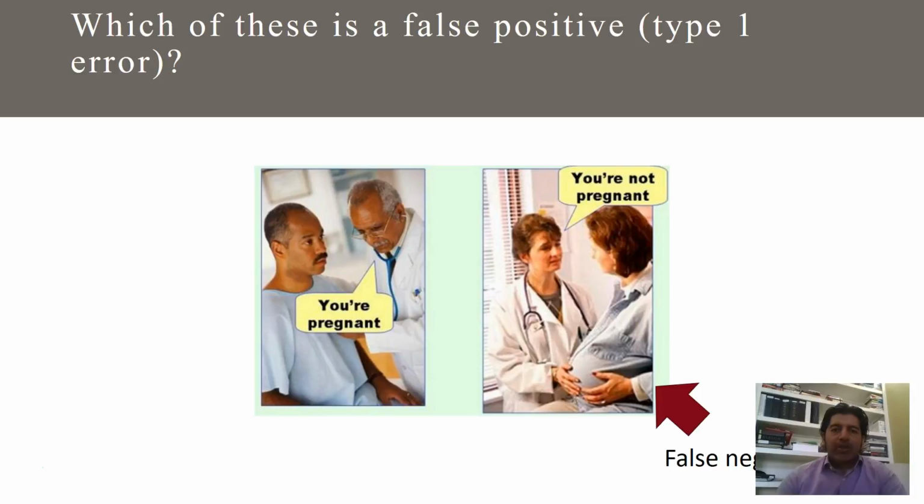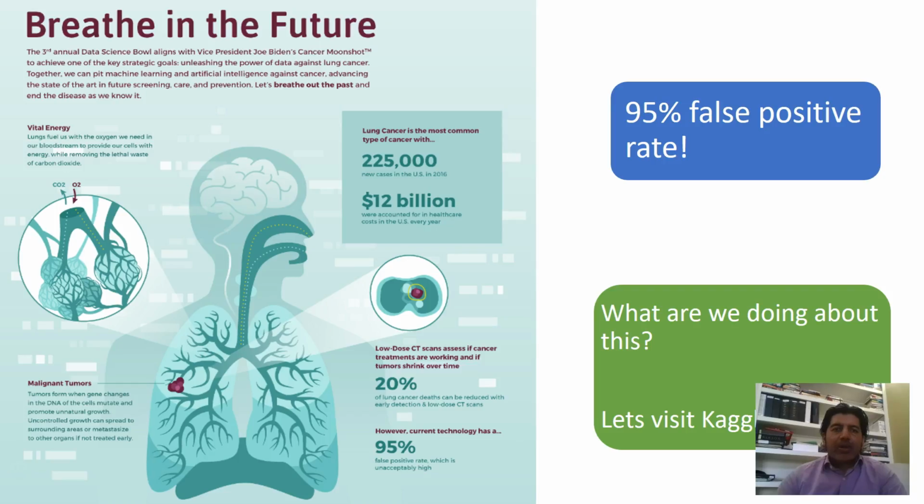And speaking of false positives, I recently came across a very interesting challenge on Kaggle.com. I encourage you to go check out Kaggle.com. This is an open innovation platform for data science and analytics. This challenge is a data science bowl, so it's a huge challenge with a lot of prize money associated with it. It's related to former Vice President Joe Biden's cancer moonshot.